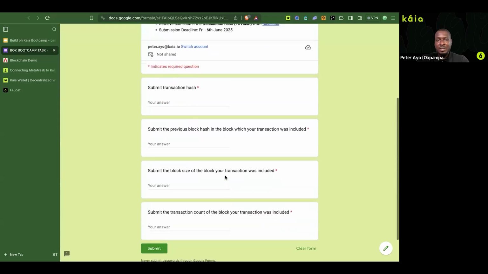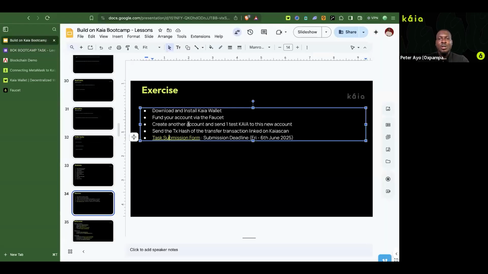And seeing these things firsthand yourself on Kaia Scan, which is a blockchain explorer for the Kaia chain, right? So that's pretty much the assignment, and the deadline will be on Friday, 6th of June. So I'm going to be closing this submission form on Friday, 6th of June.